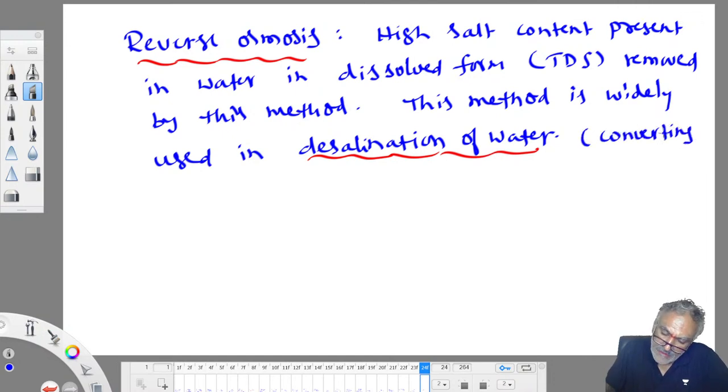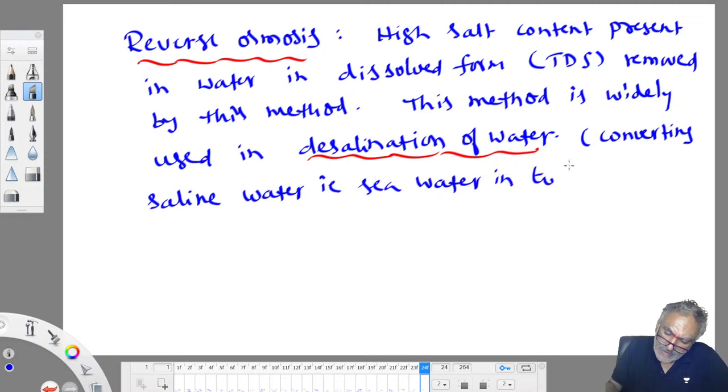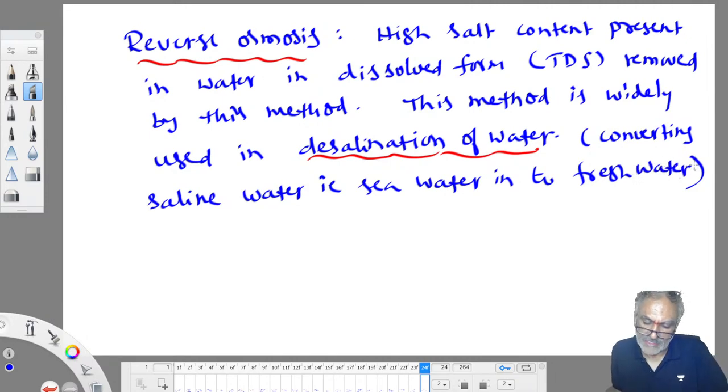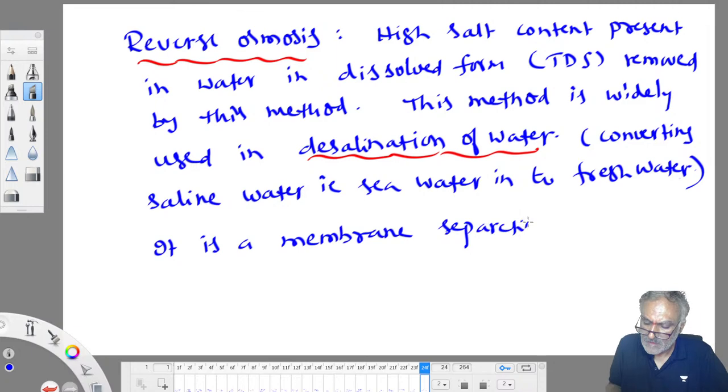Converting saline water in the sea into potable fresh water is called desalination. Understood? Otherwise, salt free water. In the desalination technique, reverse osmosis is a membrane separation process. So here we use a membrane.